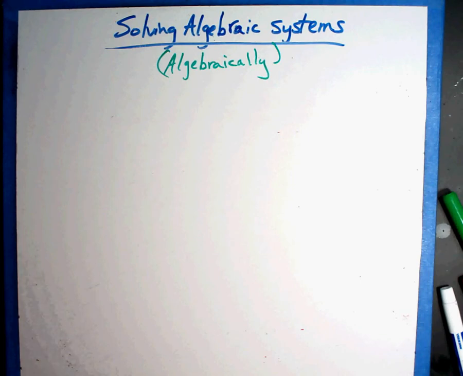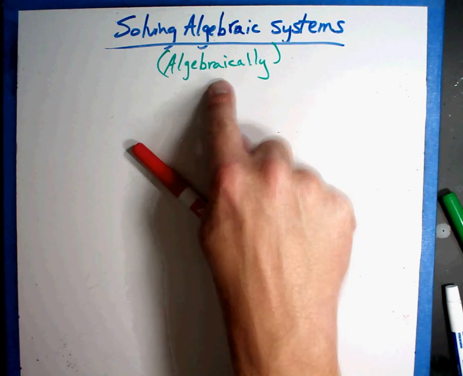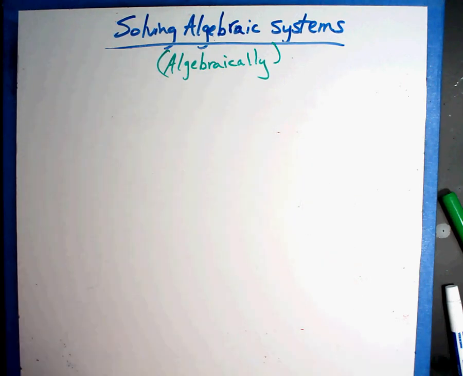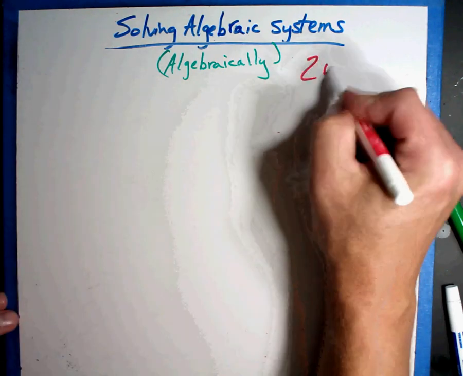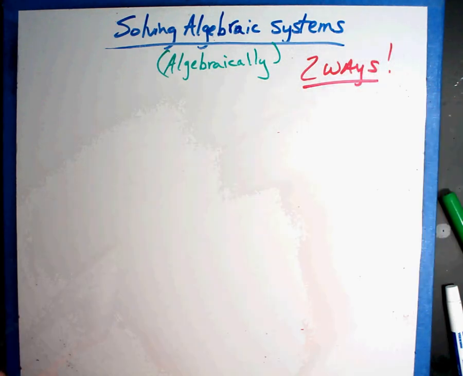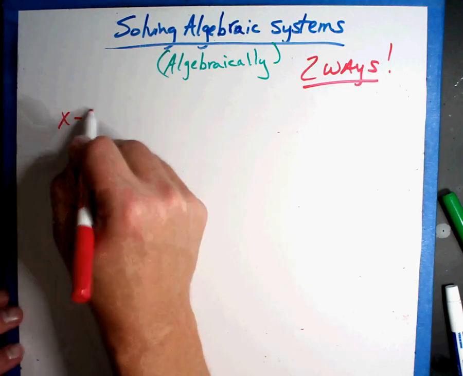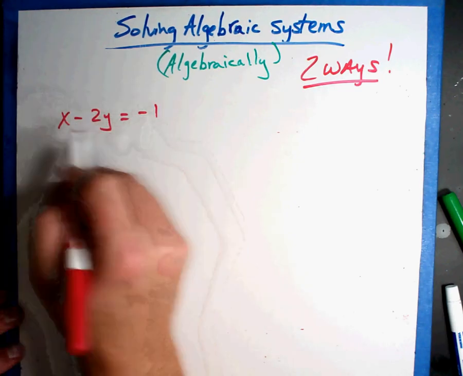Alright, in this video we're going to do something very similar to what we did in the last section, but we're going to be solving problems algebraically instead of using graphing. Okay? Now there's actually two ways to do this, and I'm going to show you both of them and you can choose which way you'd like to do it. Some people like it one way, some like it another way.